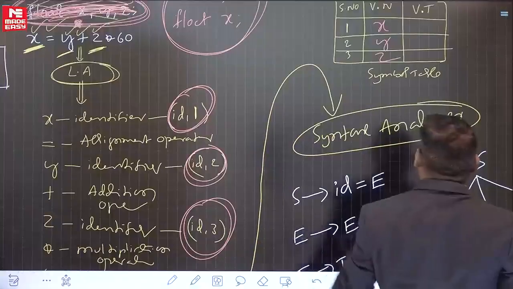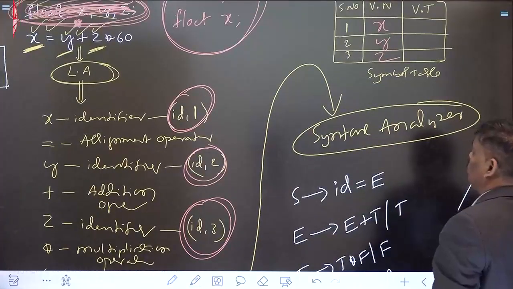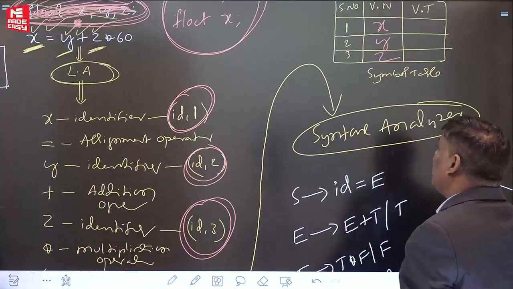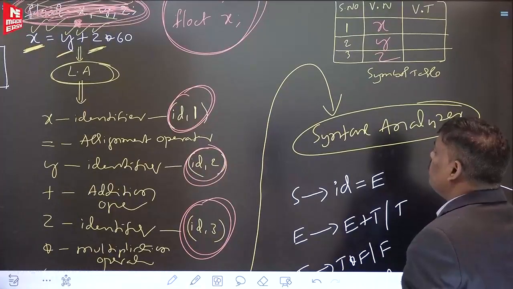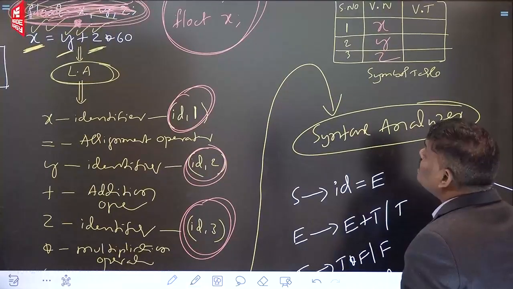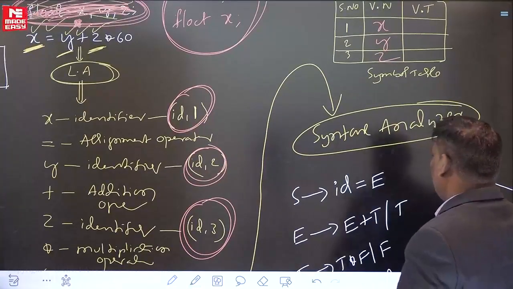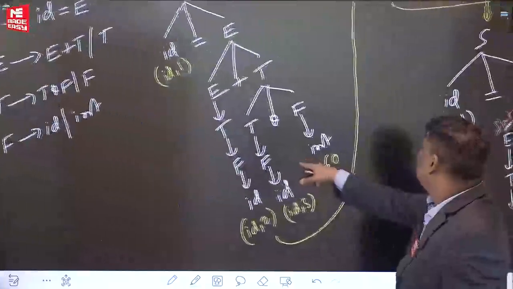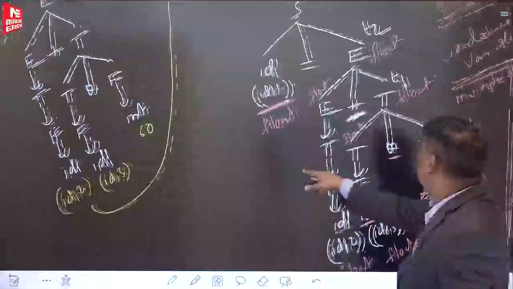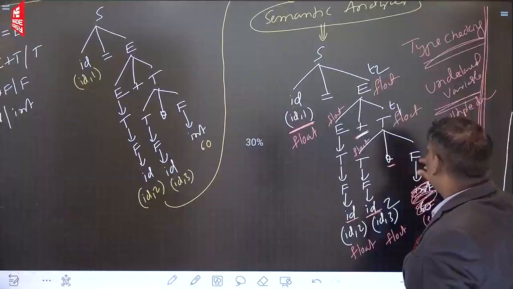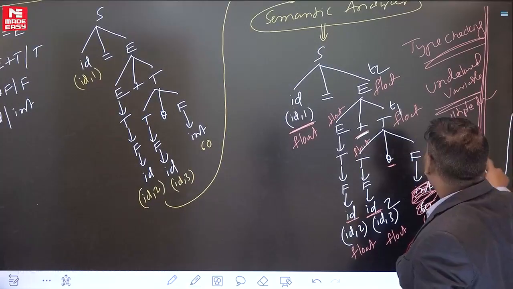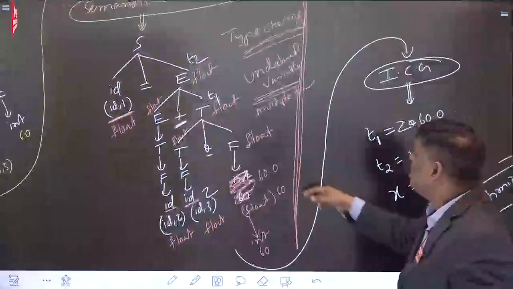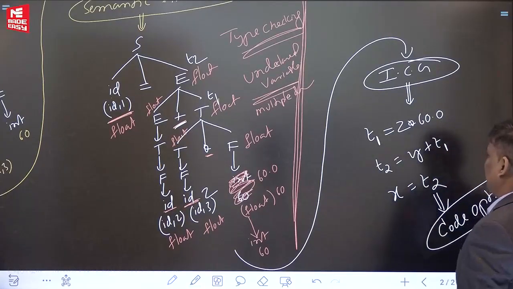Lexical analyzer input is a high level language statement. The output is going to be a token string. That is the input to the syntax analyzer, which will create a syntax tree. That is the input to the semantic analyzer, which will create a modified syntax tree. But while doing the modification, it is doing type checking also: undeclared variable or not, multiple declaration, like that.